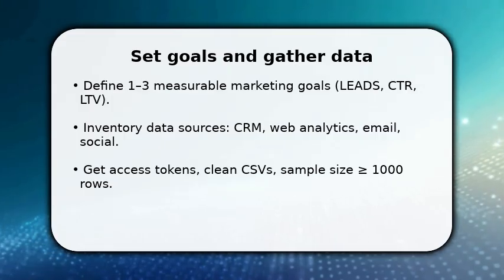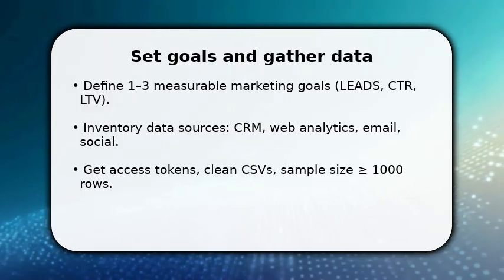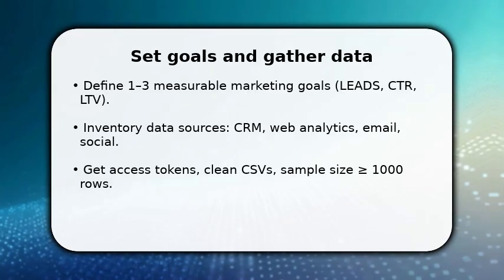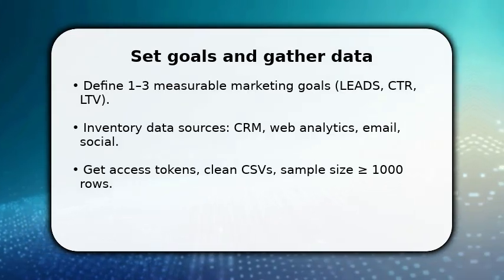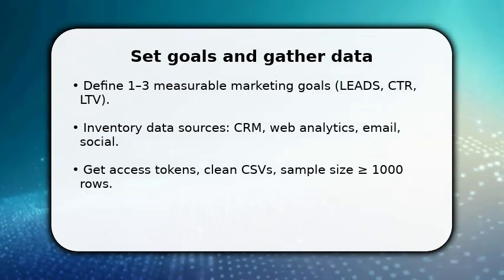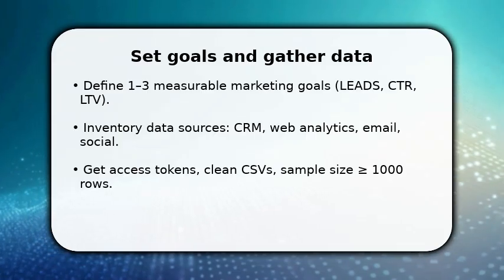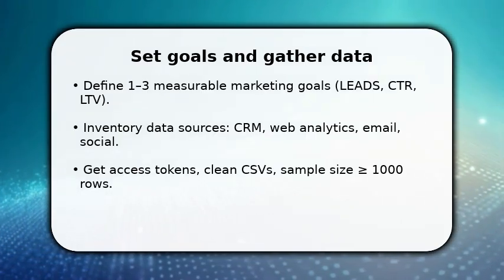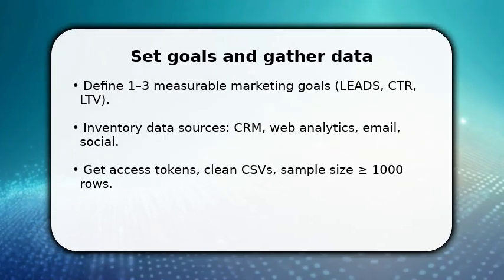You start by clarifying exactly what success looks like and why it matters. Set 3 measurable goals like leads or CTR so the AI has targets. Once done, gather the critical data from CRM, web analytics, email, and social, and make sure you have permissions and clean CSV exports. Then take the first actionable step.